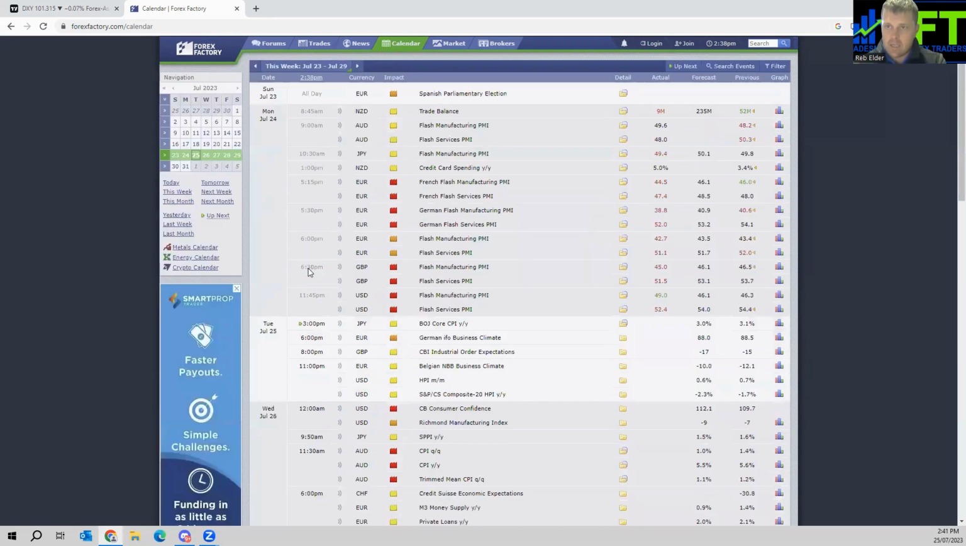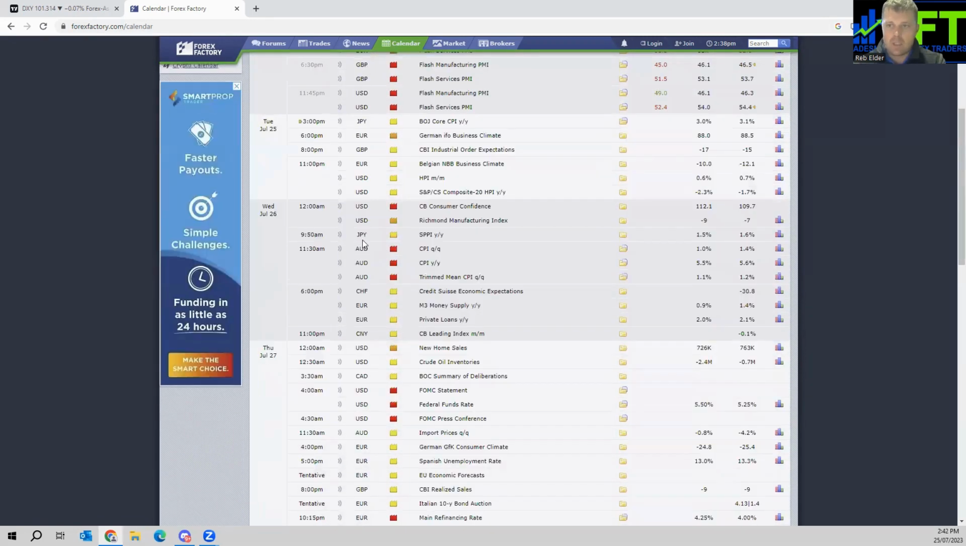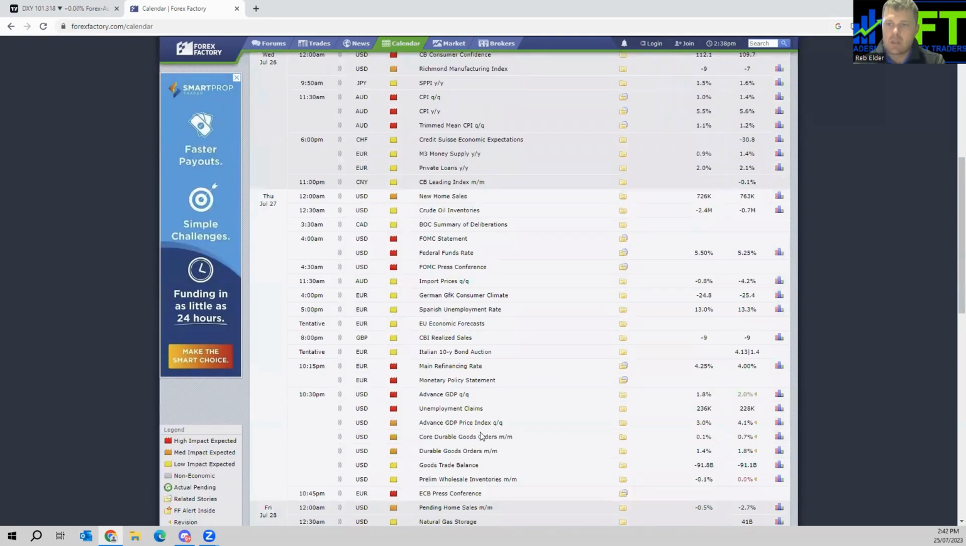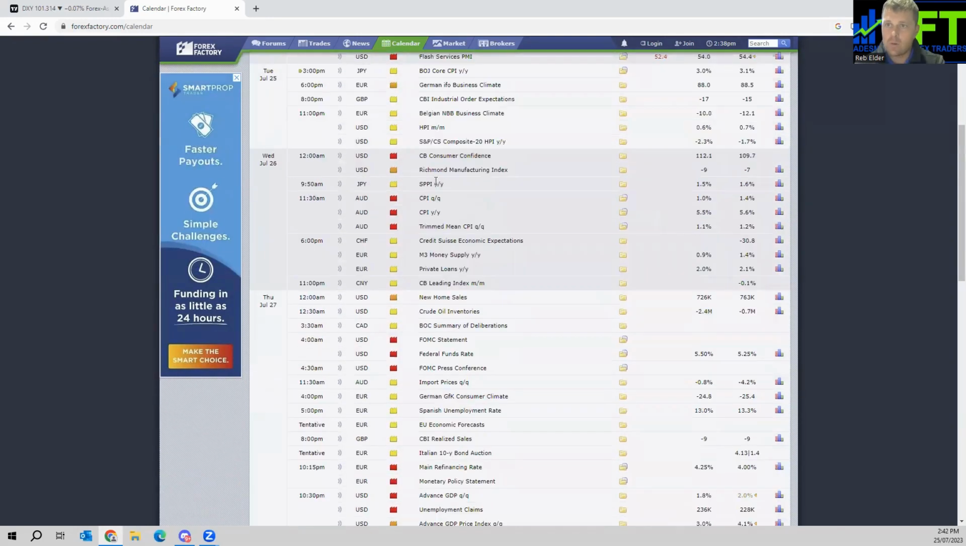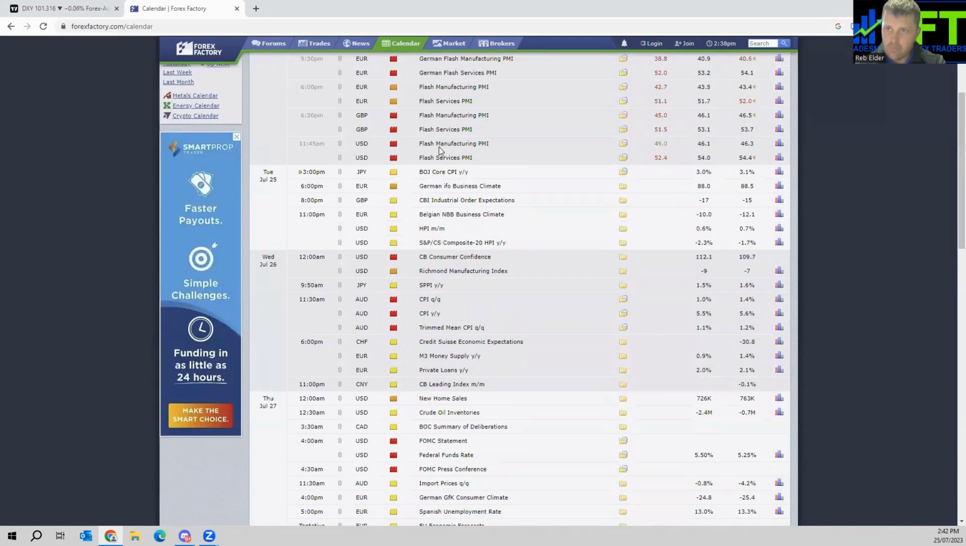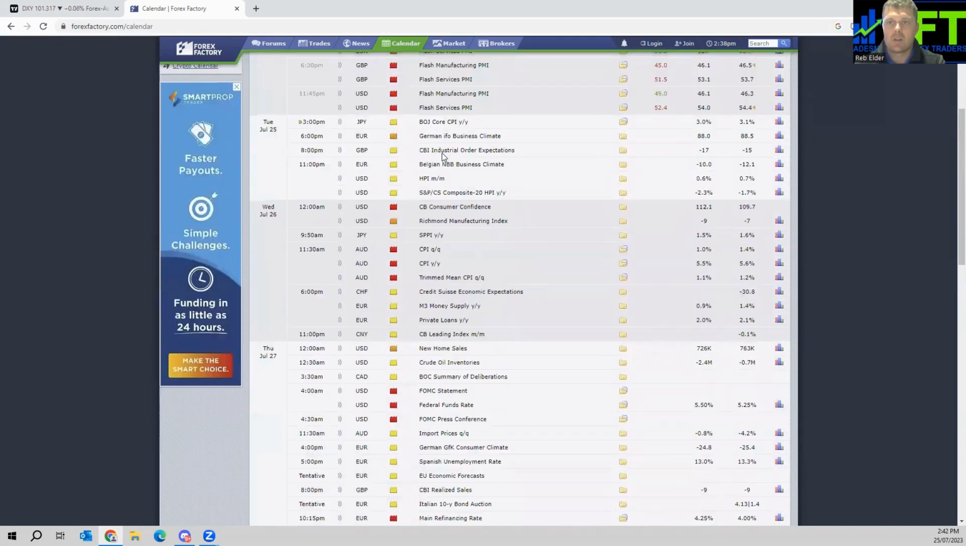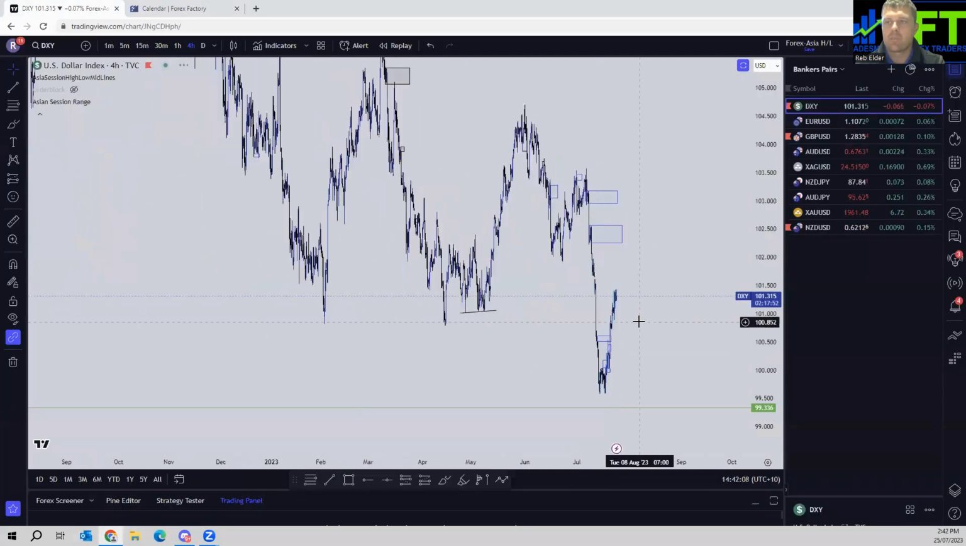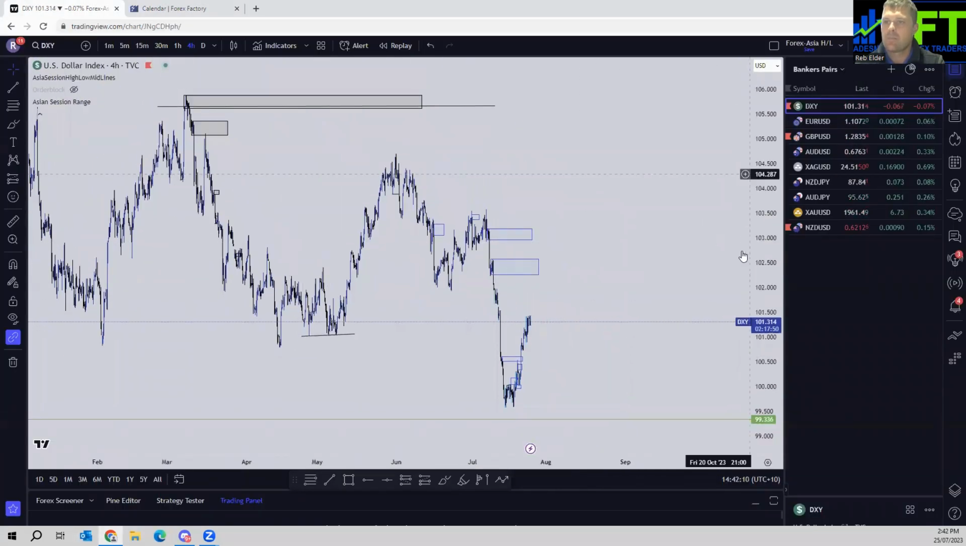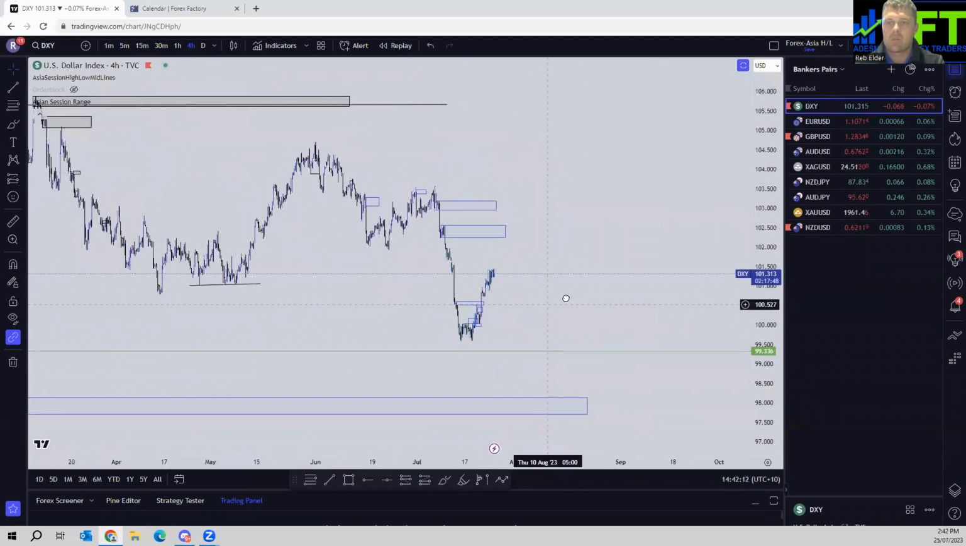So in saying that, a little bit of volatility to come this week, especially with the FOMC statements and conference coming forward after some news earlier on Monday. So yeah, expected volatility. But let's just do a bit of market analysis here and see what we've got going.